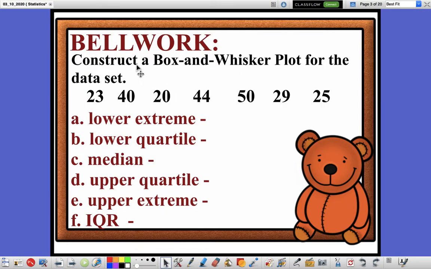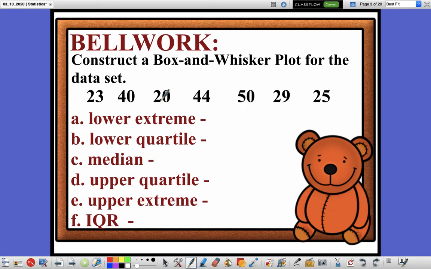Right, this is our Bellwork. Construct a box and a whisker plot for the data set. We got 23, 40, 20 and so on. So this data that we have here is not arranged in order. So the first step that we need to do is to put our data in order.